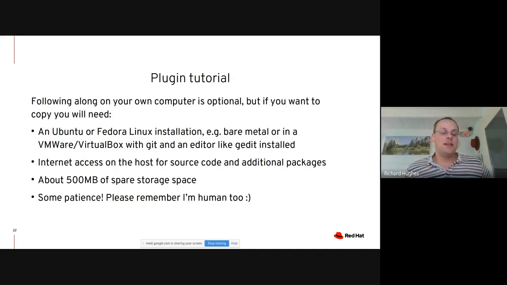So things you'll probably need is an Ubuntu or Fedora Linux install. You can either do this bare metal or in VMware or VirtualBox. I'm assuming you've done that already. You will also need Git installed. I think Git's installed by default on Fedora, but isn't on Ubuntu. And also an editor like gedit, Sublime Text, VS Code. It's literally whatever you like. The requirements are minimal. You'll need internet access. I remember when I was at university, everyone would download everything at the same time in some lecture theater, but I guess with a pandemic, it's easier. You need about 500 megs of space. I think that's worst case. And if I've pasted stuff wrong or something doesn't work, I'm human, I make mistakes. My code doesn't compile first time either. So let's get cracking.